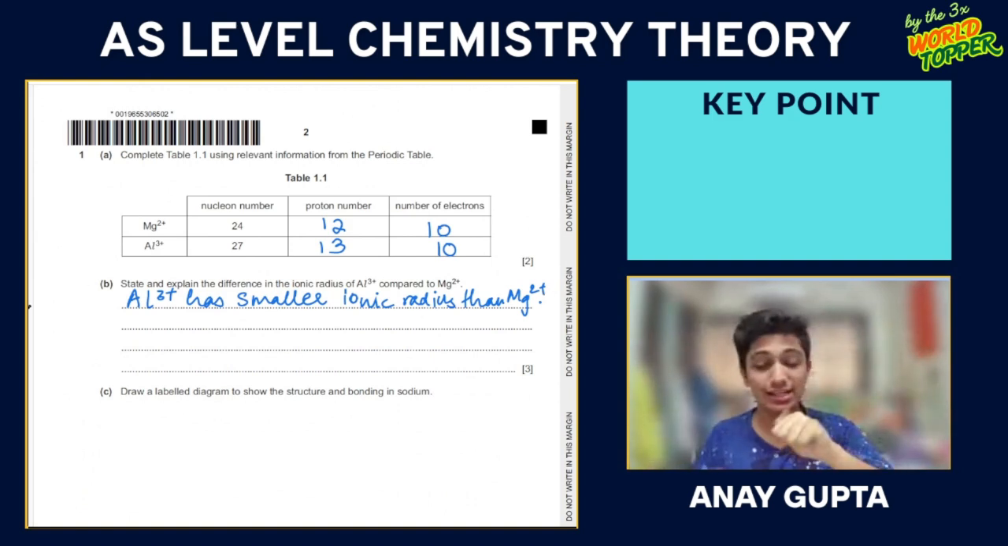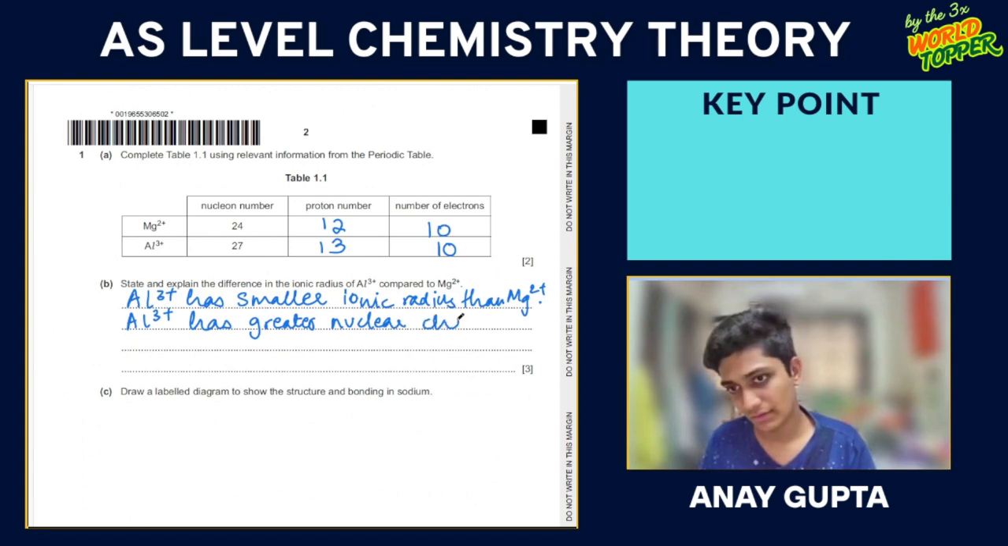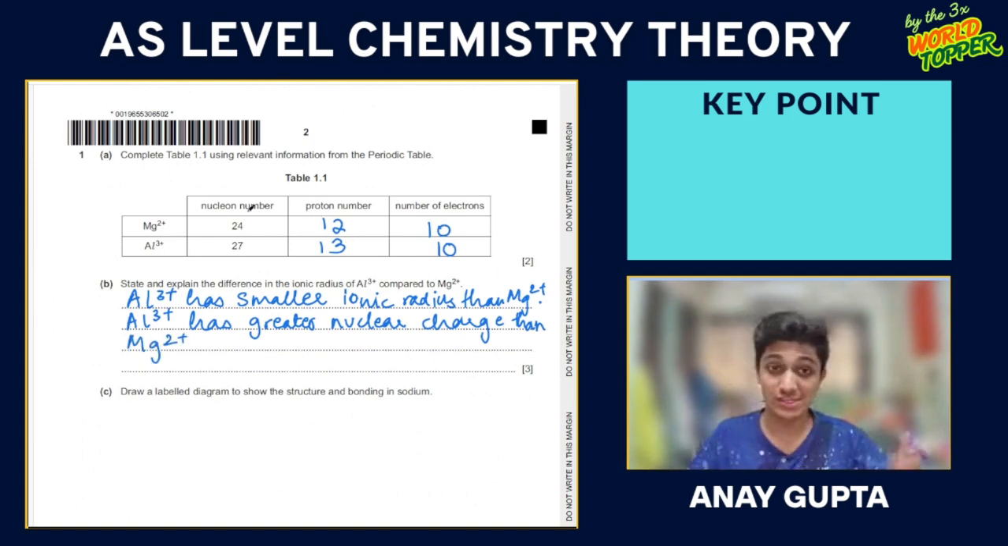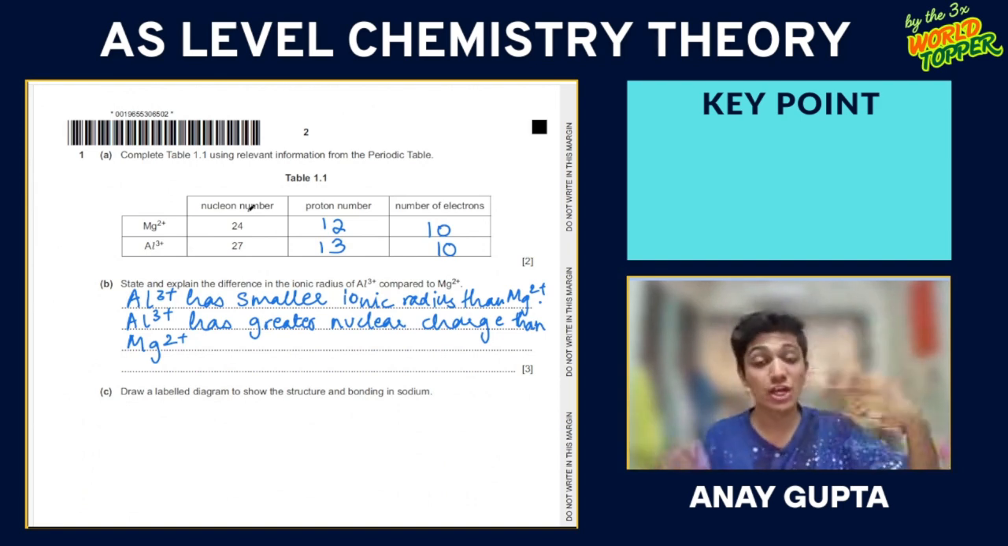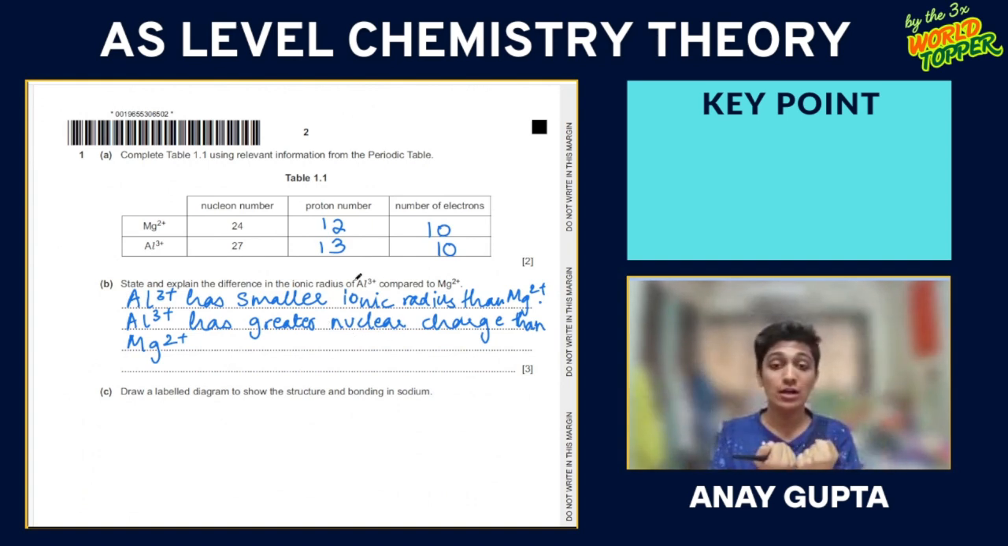The first is the nuclear charge. So aluminium has a greater or a higher nuclear charge than Mg2+, because there are 13 protons compared to 12 protons. That is why Al has a 3+ charge compared to Mg, which has a 2+ charge. Okay, it is important to mention nuclear because the attraction is coming from the nucleus.